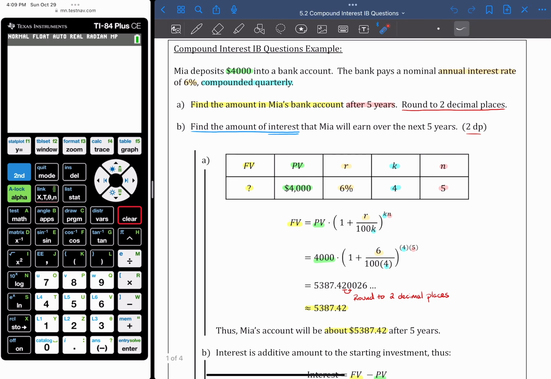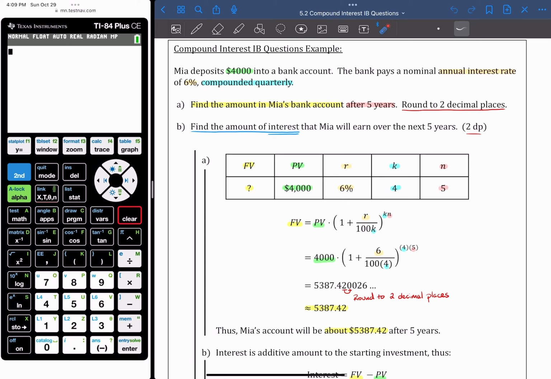Now, what makes this different than the word problems that we were dealing with in the last module? Well, IB questions, remember, have multiple components. So instead of looking for just one thing, we're going to be looking for multiple things. And sometimes those components build off of each other. So if we took a look at this, Maya deposits $4,000 into the bank account. So that's the initial amount. The bank pays a nominal annual interest rate of 6%, compounded quarterly.